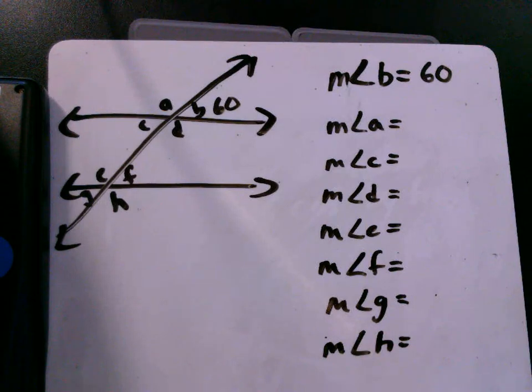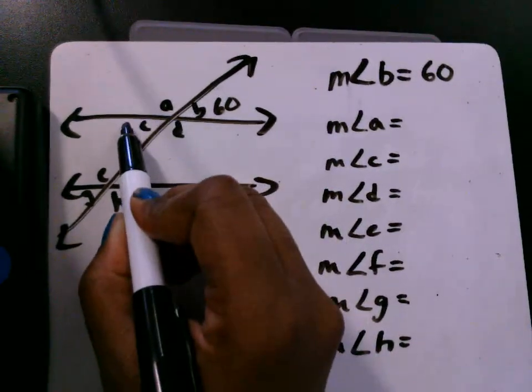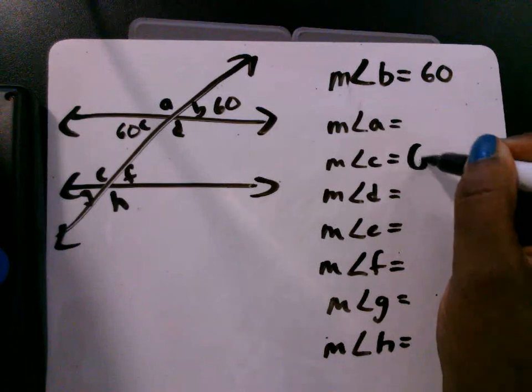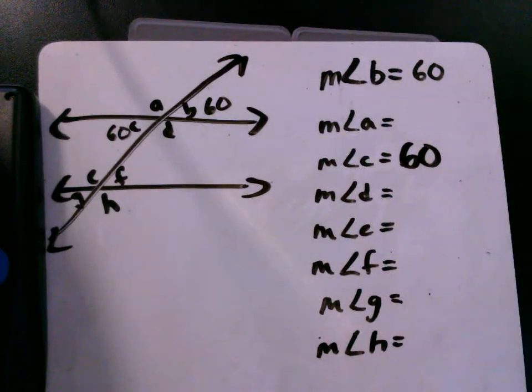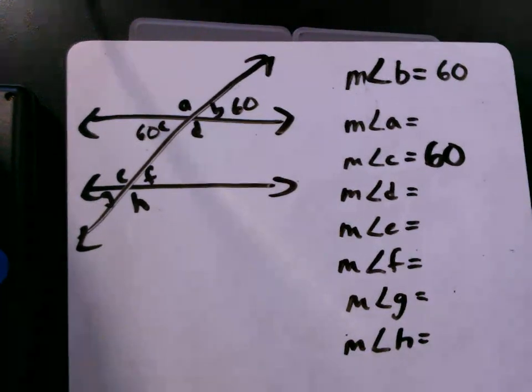All right, let's think about it, y'all. This is going to be so easy when you figure this out. What other angle is going to be 60, besides C? Why is C 60? Because they're vertical. So C is 60. What else is going to be 60? F is going to be 60.